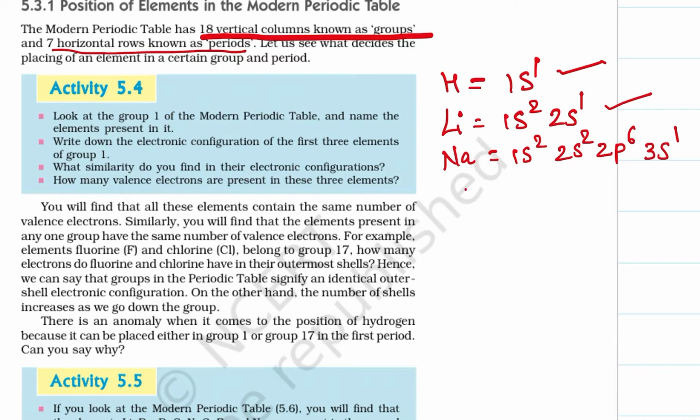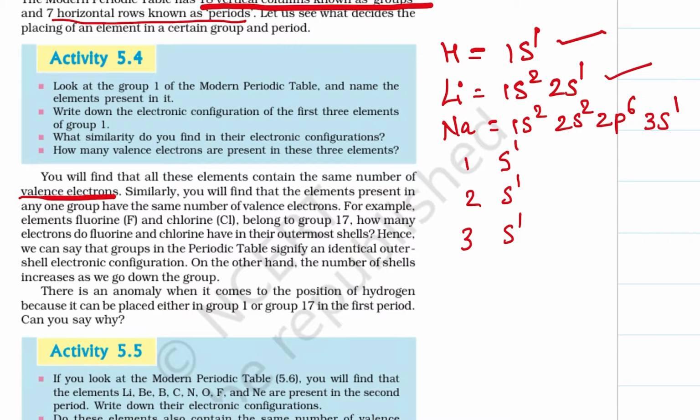So as we go from period 1, 2, 3, the s orbital has 1 electron, but the number of orbits have increased. So you will find that all these elements contain same number of valence electrons, that is 1. Similarly, you will find that elements present in any one group have the same number of valence electrons, taking any other group. Let us take one more example of fluorine and chlorine belonging to group 17.